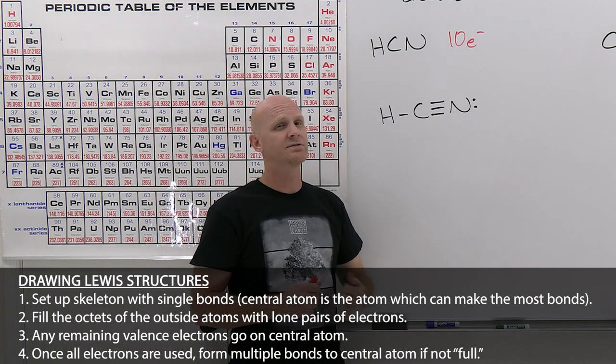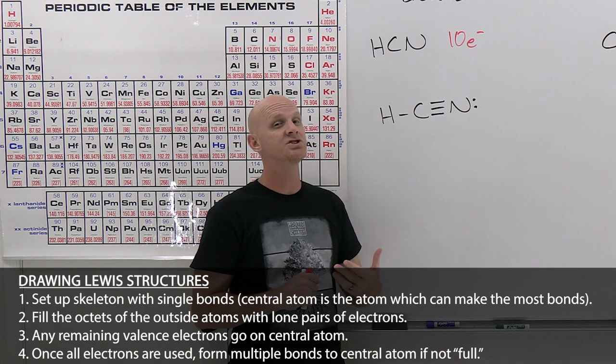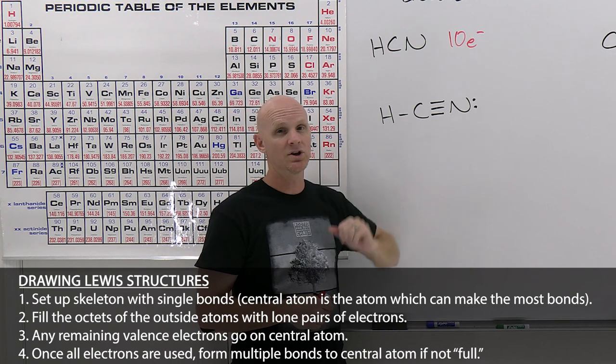So when you run out of electrons and your central atom's not happy, that's the evidence you're going to start adding additional bonds, double or triple bonds, to that central atom from atoms that had lone pairs to share.